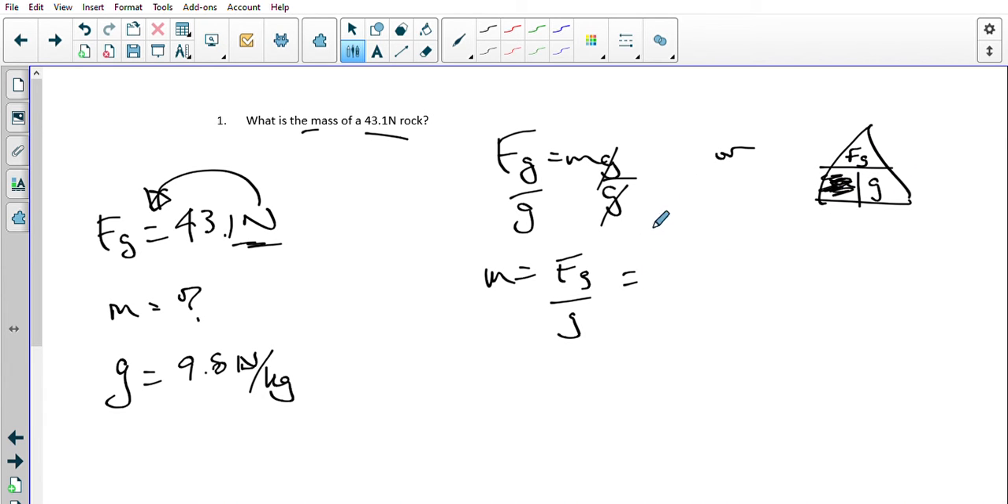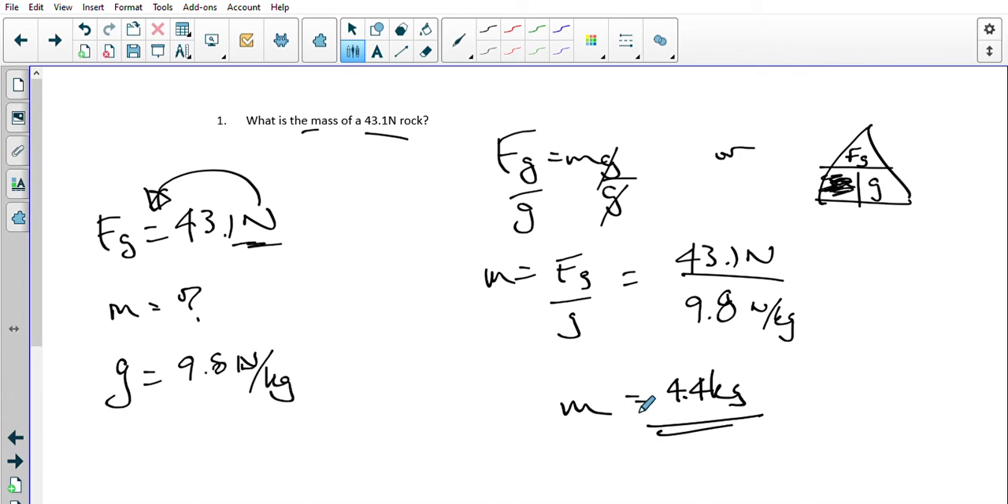All right, our force of gravity, well, that's 43.1 newtons. And our gravitational field strength, 9.8 newtons per kilogram. So we go 43.1 divided by 9.8, and that's equal to 4.4 kilograms. That is what the mass is. Big rock.